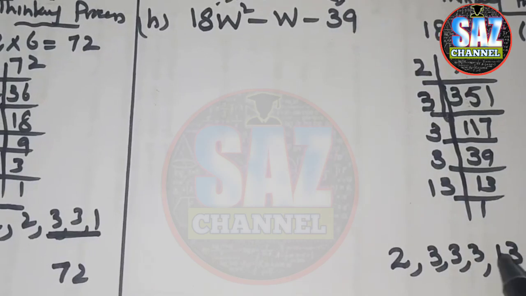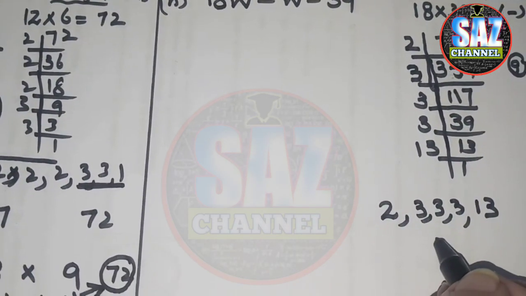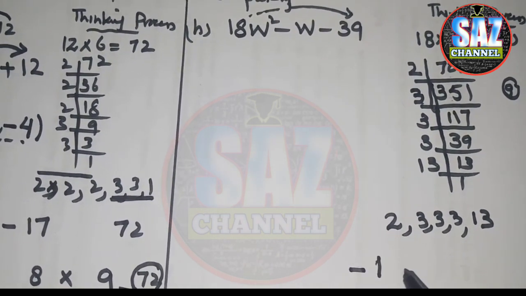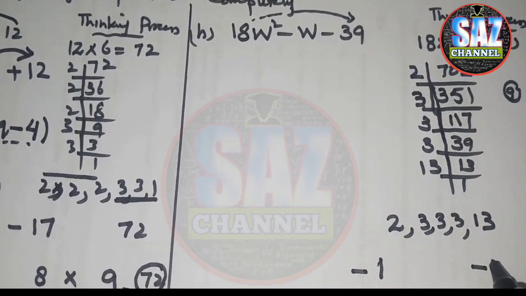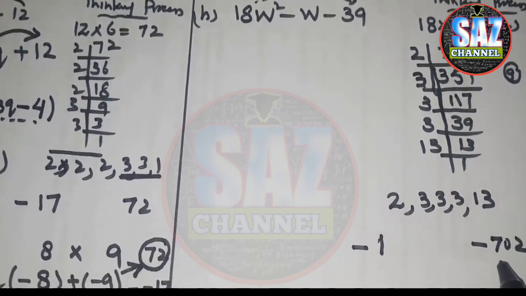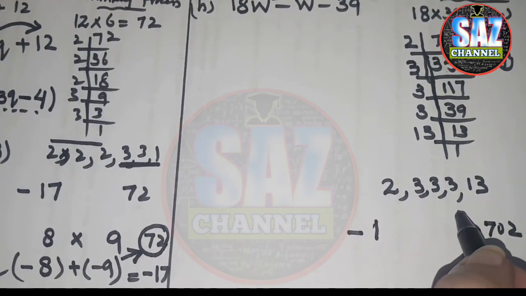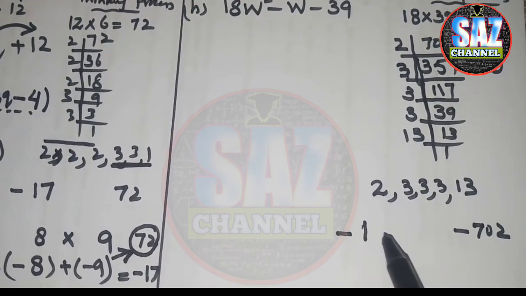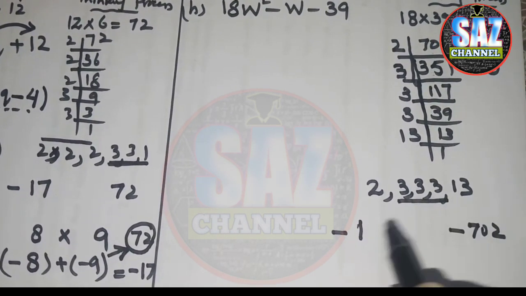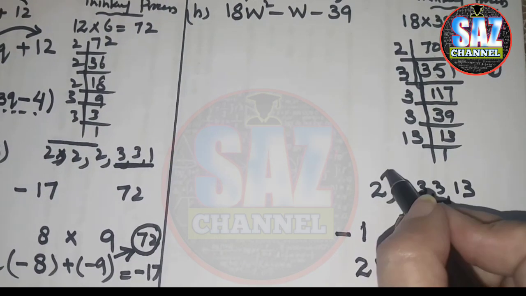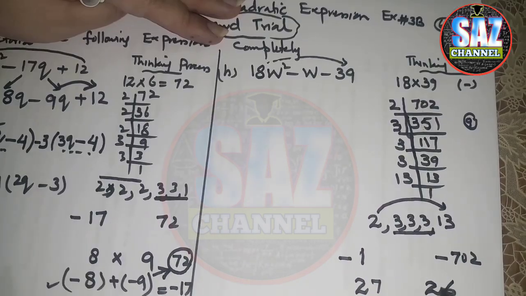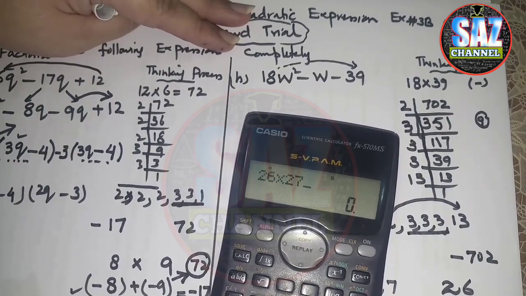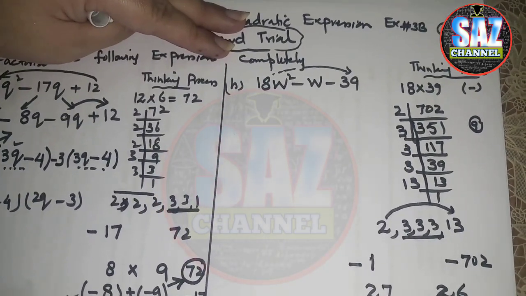Now you know that from all these factors we just have to make two numbers which, when adding or subtracting, can give me the middle term, which is -1, and which, when multiplying, can give me -702. Now think about the numbers, what pairs we can make. This -1 shows that there must be two consecutive numbers. So if I take these threes together, I get 27, and 2 with 13, I can have 26. Now multiplying 26 by 27, the answer is 702.